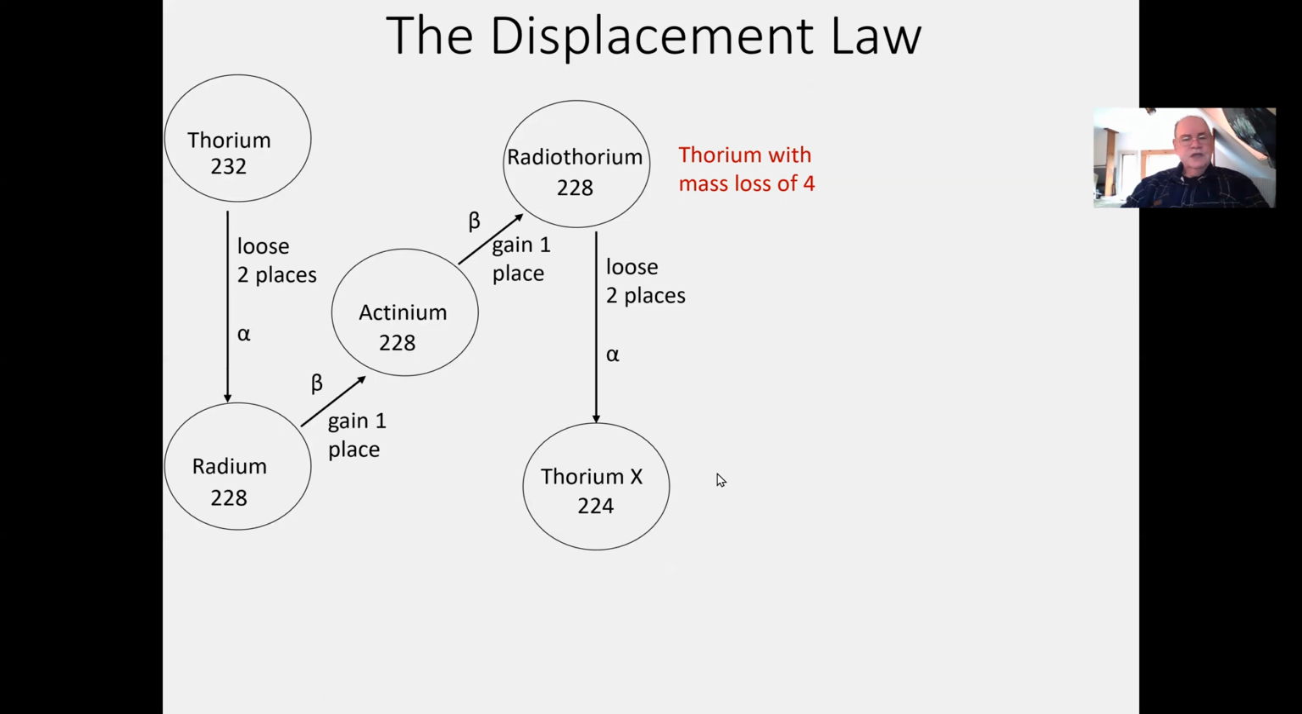This is the displacement law, because what he finds is an alpha, beta, beta brings you back to the same place in the periodic table. The thorium will come back to thorium. The radium will come back to radium. And in fact, he even confirms that the thorium X is in fact another version of radium with a mass 4 less than the radium that's over here. But they have exactly the same chemical properties.